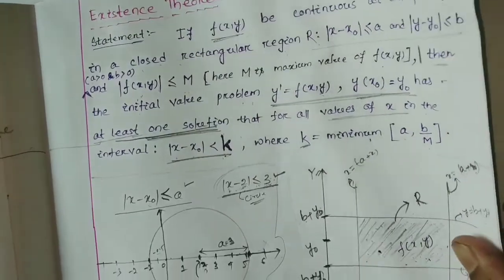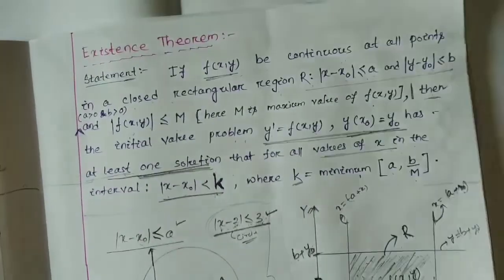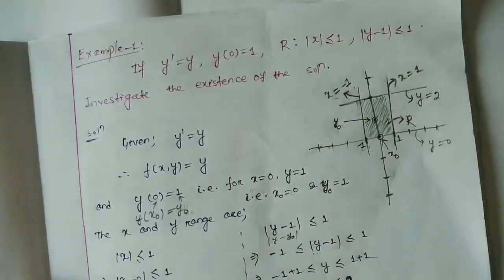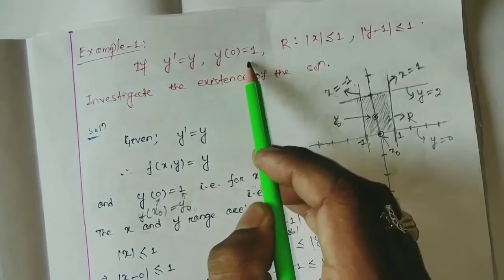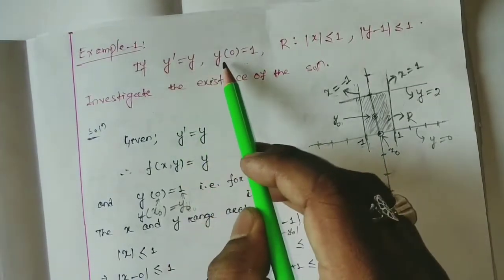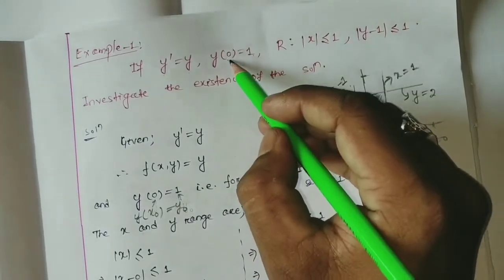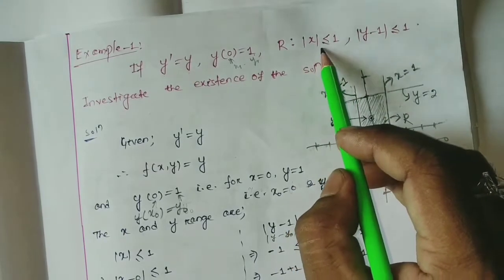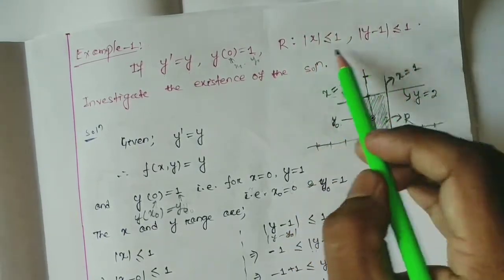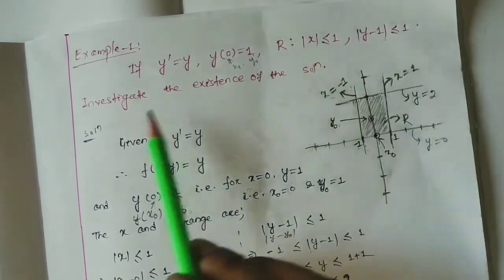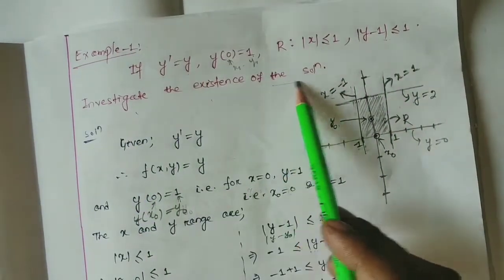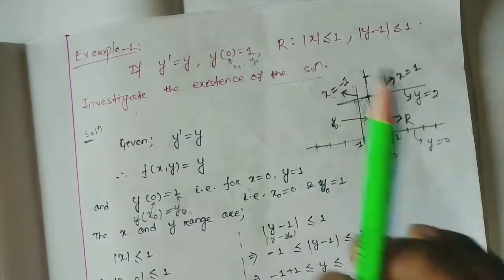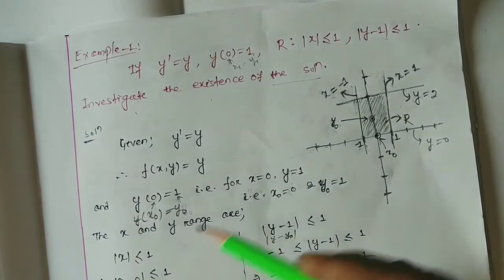So now we are going to go for the numericals by using this existence theorem. This is the one numerical that we have. An initial value problem is this one: y' = y, y(0) = 1. That means this is your x0, this is your y0 that has been given. The range of x and range of y has been given, and the corresponding rectangle. Now we have to investigate the existence of the solution. That means for this initial value problem, whether some solution exists or not, that we are going to check first.